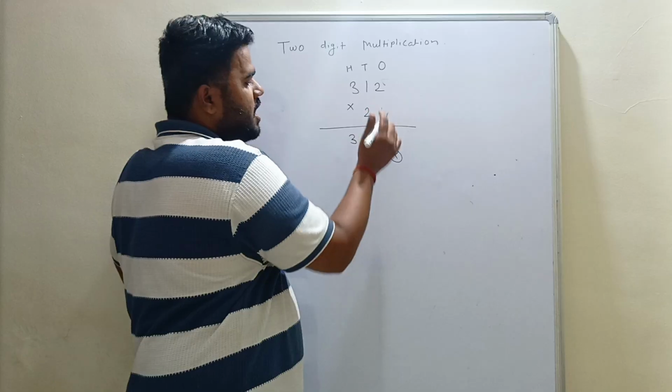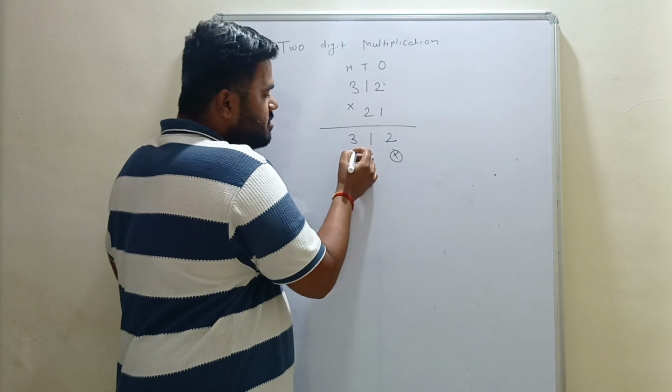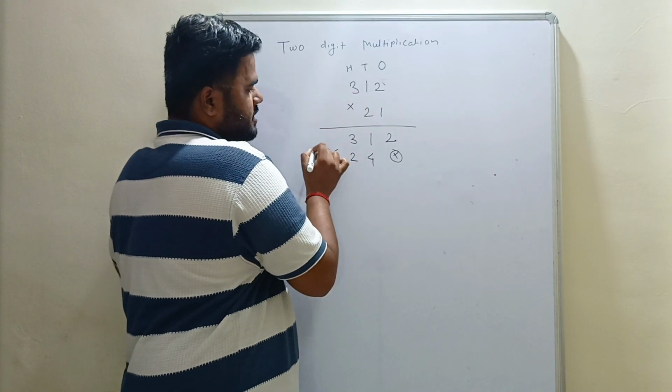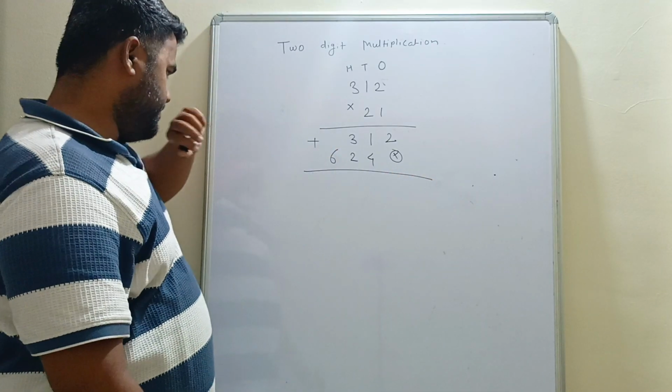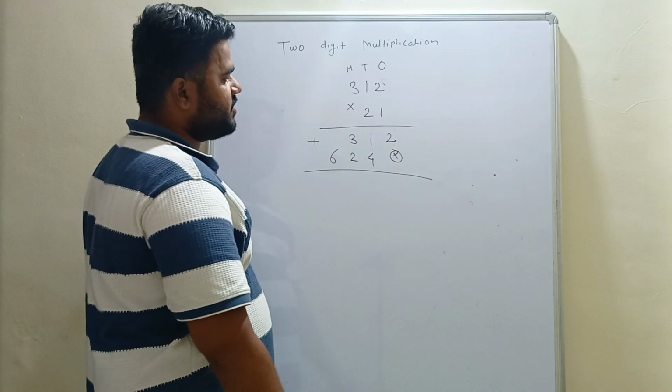Then 2 2s are 4. Then 2 1s are 2. And then 2 3s are 6. In multiplication we will add. Okay? In the multiplication we will perform addition.